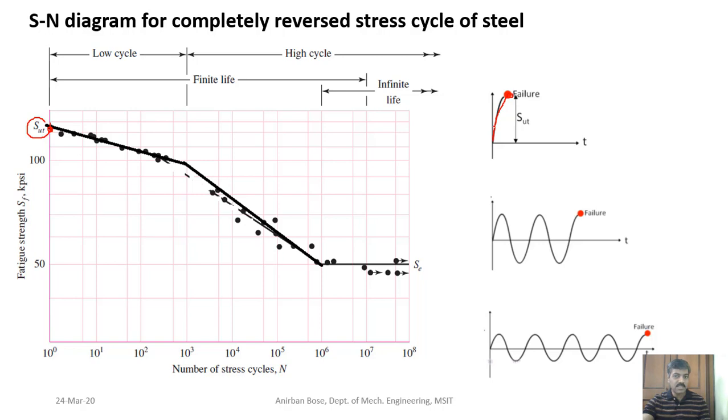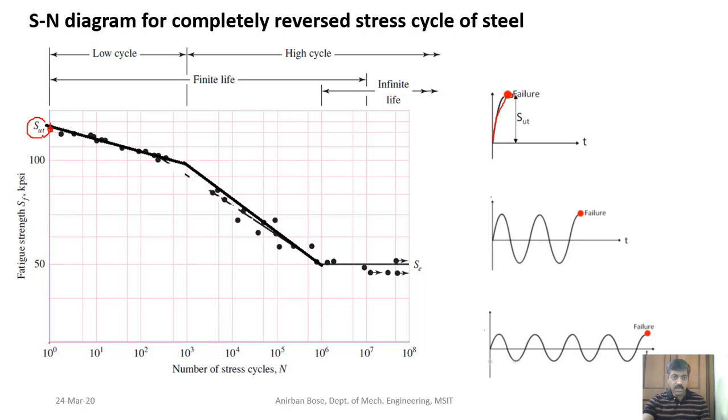So this is what is called the first cycle failure, because the ultimate stress will be reached and the material is going to fail. It will fracture. That is why corresponding to one cycle, here you can see 10 to the power 0 means 1, corresponding to one cycle, it will fail at SUT, that means ultimate stress.